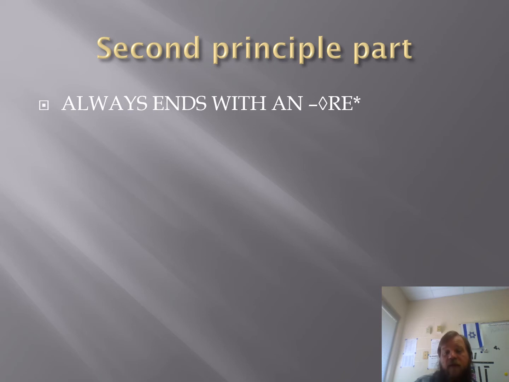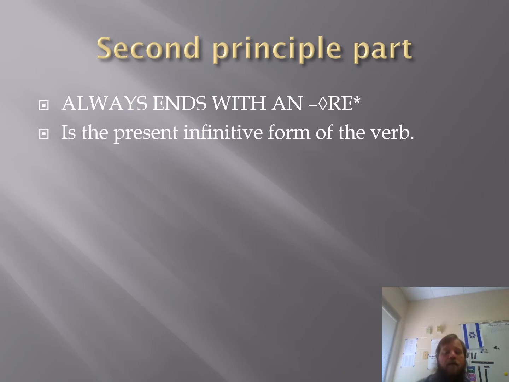Okay? The second principal part always ends with a vowel, an R, and an E. Now, I've used this diamond here because there's 3 different vowels that could go here. Actually, there's 4 different vowels that could go there, sort of. But it's always going to be a vowel right there. And so you need to make sure that you pay attention that it is 3 letters. Don't skip that diamond. Don't say, oh, I don't remember what that diamond is, I'm just going to ignore it. No, that diamond is a variable. It's a vowel. You'll see the pattern in a minute. Okay? This is the present infinitive form of the verb, and it's going to mean to verb.